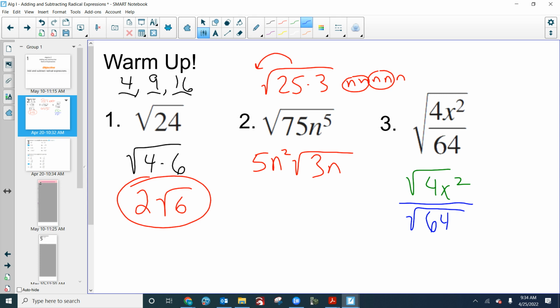Mary, what's the square root of 4? What's the square root of x to the second? X. Nothing left over, so I don't have to have a radical or a square root symbol. What's the square root of 64, guys? Done. That's all you got to do.